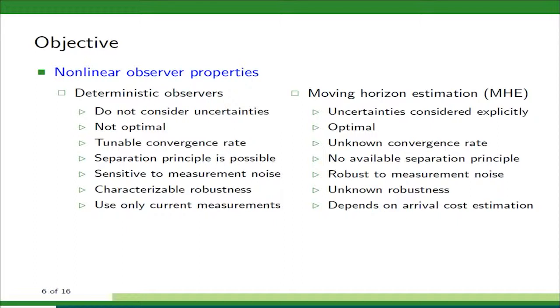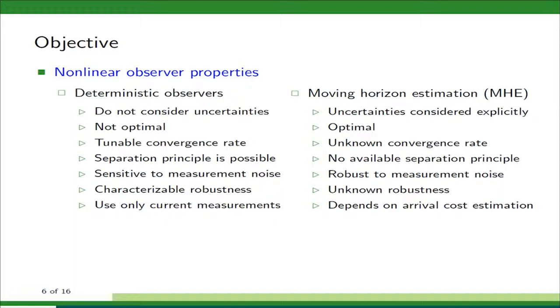Also, deterministic observers use only the current measurements, so we don't have to estimate the arrival cost. But in moving horizon estimation, it depends on all the past measurements. That's why we need the arrival cost.